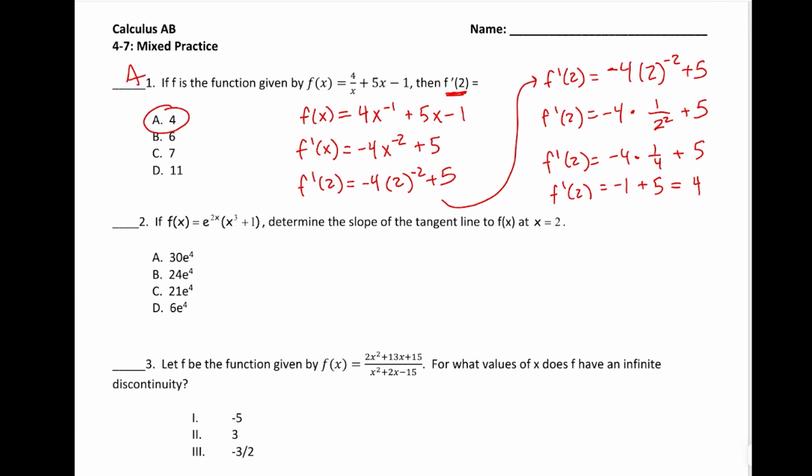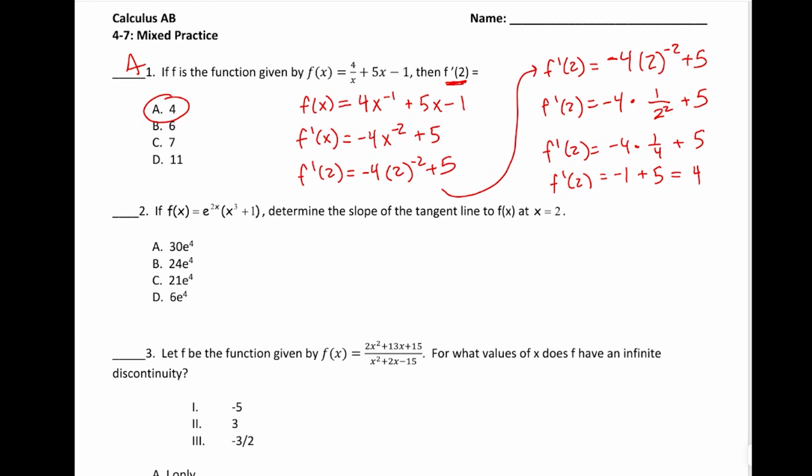Number 2 says if f of x is e to the 2x times x cubed plus 1, determine the slope of the tangent line at x equals 2. Okay, this is basically the same thing as we had in question 1, where we're looking for f prime of 2. That is what the slope of the tangent line to f of x at x equals 2 is. It's the instantaneous rate of change of f of x at x equals 2. So we're going to have to differentiate this and then substitute in 2 for x. So let's differentiate first. And to do that, we're going to have to use the product rule.